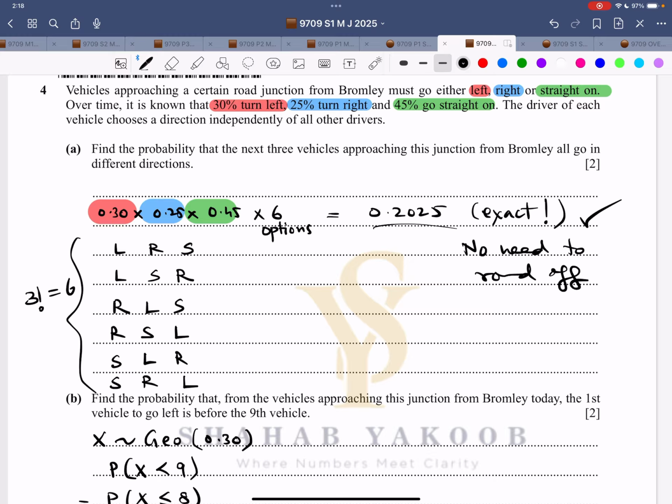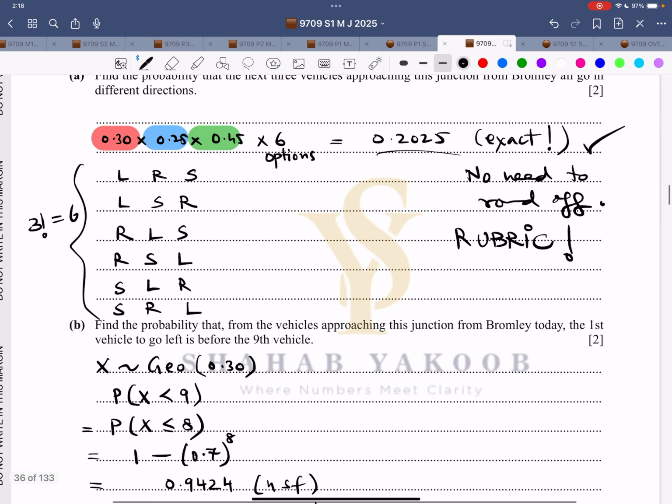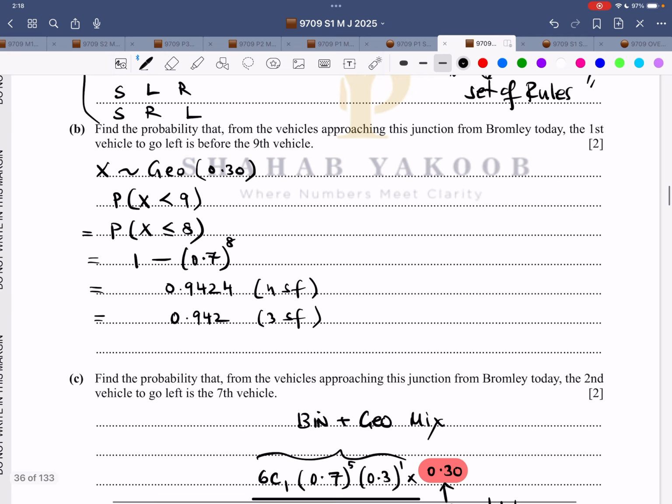Be very, very clear about the rubric that is mentioned at the beginning of the paper. So rubric is, that is the set of rules that we need to follow in the paper, and that is what we are following. Now the next one, it says find the probability that from the vehicles approaching the junction from Bromley, the first vehicle to go left is before the 9th vehicle. Before. This is geometric probability distribution.